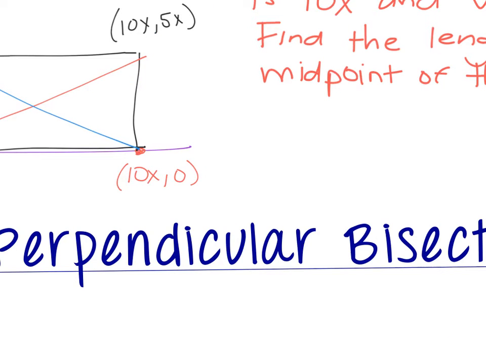How would I find the midpoint of a diagonal? What's the midpoint formula?